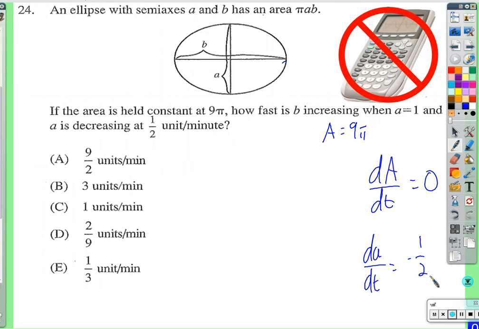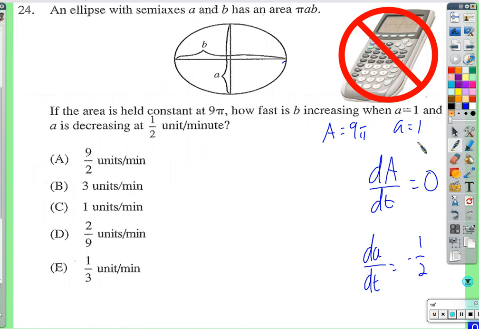If we need A, we have it. If we need dA dt, we have it. We also know that little a is 1. And we don't know what B is. We don't know what dB dt is. dB dt is actually what we're trying to find, right?